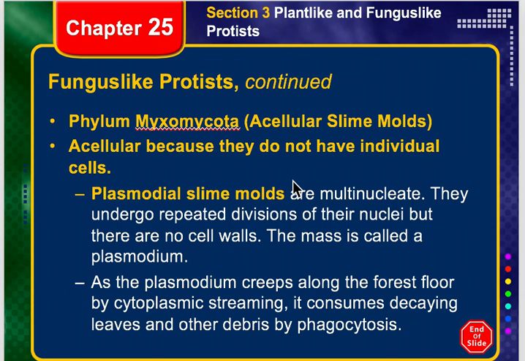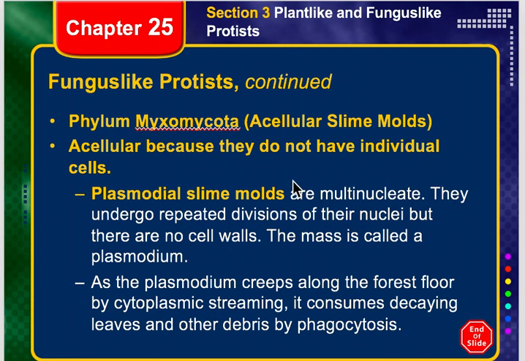Now, what this mold does is it creeps along the forest floor and it moves in an amoeboid type of movement because the cytoplasm streams. You've probably seen the blob, it just kind of moves along, and as it does, it consumes the dead and decaying leaves and the other debris. And generally it does this through phagocytosis. And remember, phagocytosis was just incorporating larger bits of material into the body of the cell by the cell membrane.